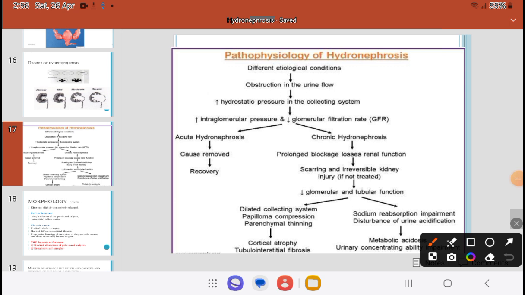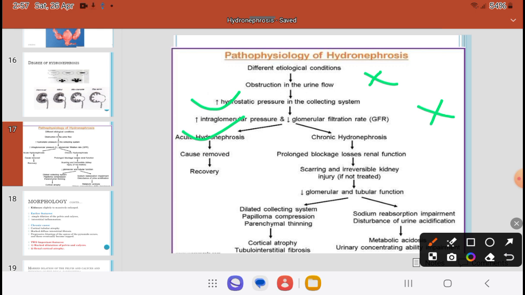Then what is the pathophysiology of hydronephrosis? It is very important. Due to different etiological conditions, we discussed that hydronephrosis is either unilateral or bilateral. And due to different etiological conditions, what happens? There is obstruction in the urine flow, and that leads to increased hydrostatic pressure in the collecting system of the kidney, and that further leads to increased intraglomerular pressure and decreased GFR.